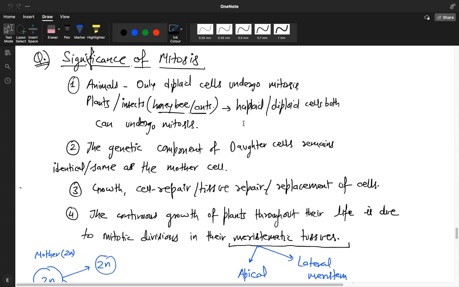Growth of cell repair. Not audible to me. Okay, now you're audible again. Can you hear me now? Yes. Can you please repeat the last line again?